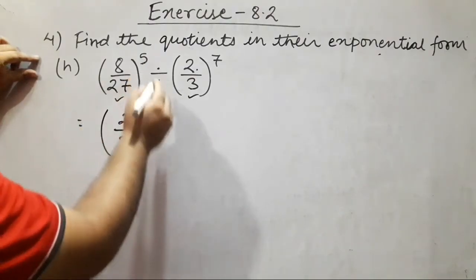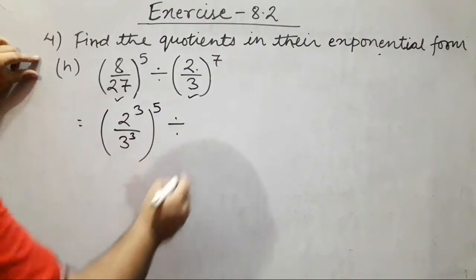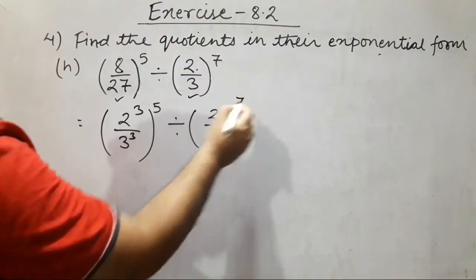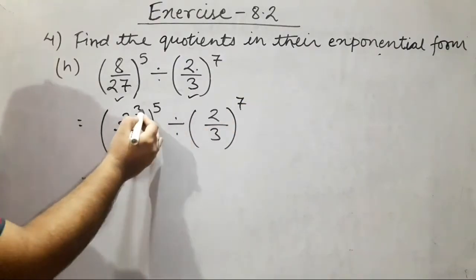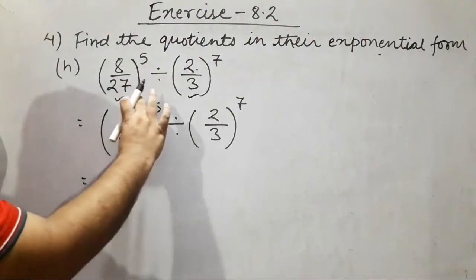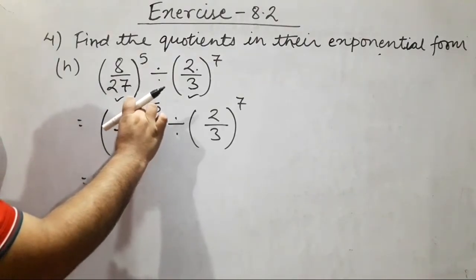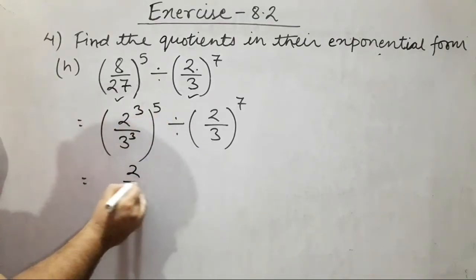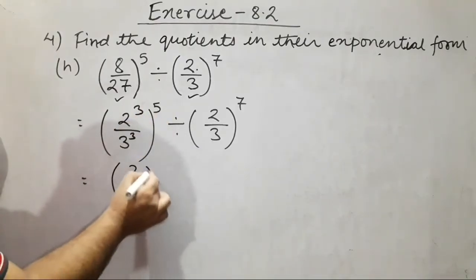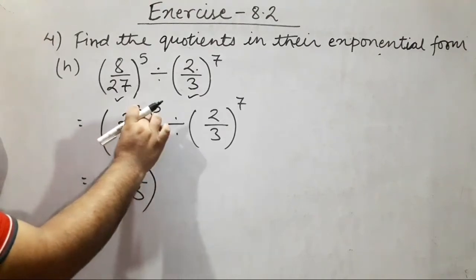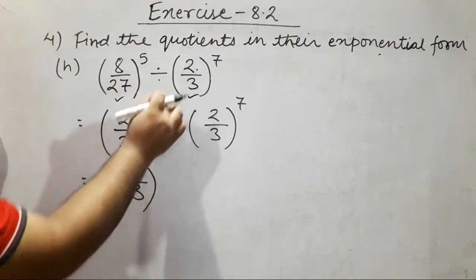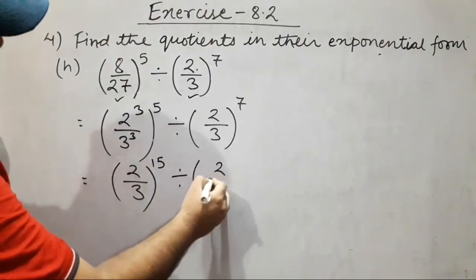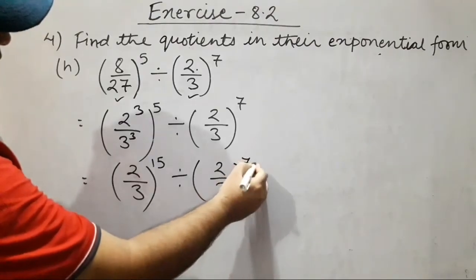Bracket power 5 divided by 2 by 3 bracket power 7. Now this power shall be common power. This power shall be common and this power shall go outside and multiply with 5. So I can write it as 2 by 3 bracket, this power shall be common, go outside and multiply. 3 5s are 15 divided by 2 by 3 power 7.